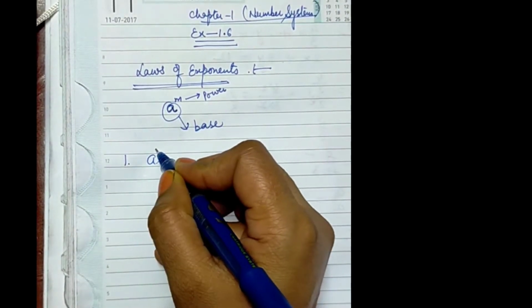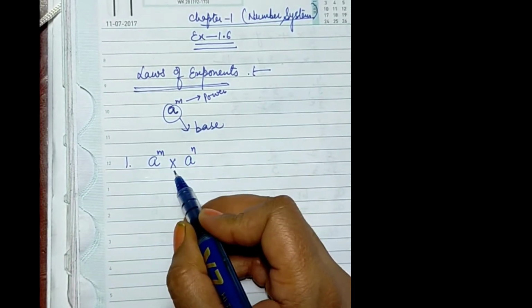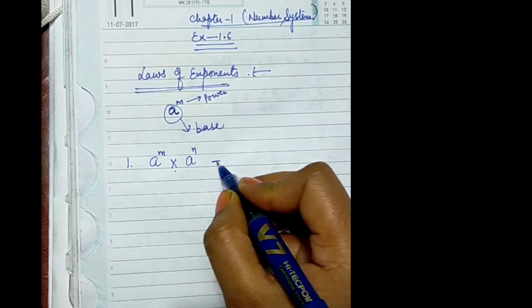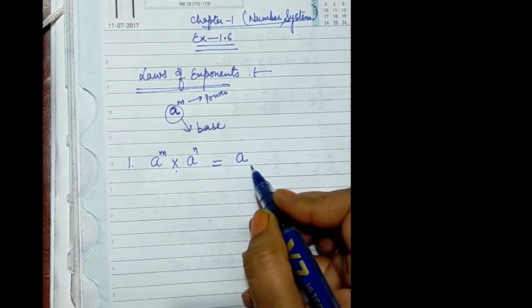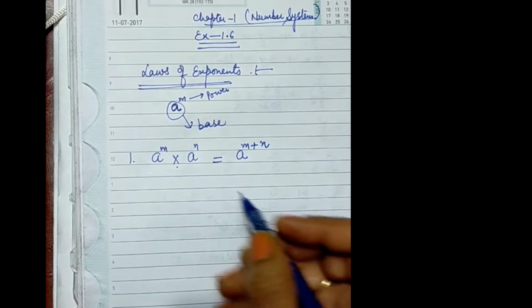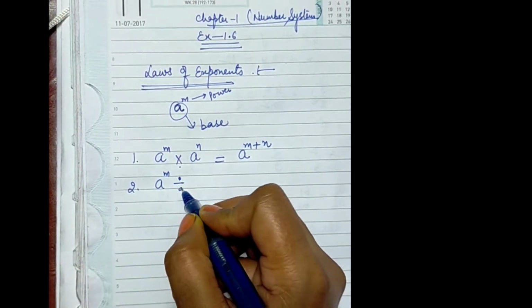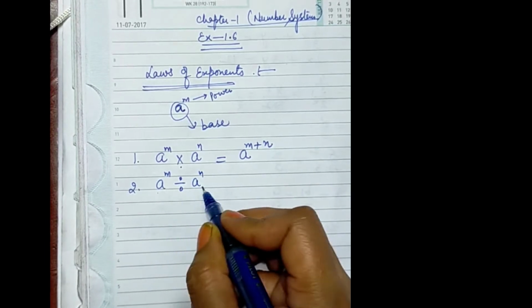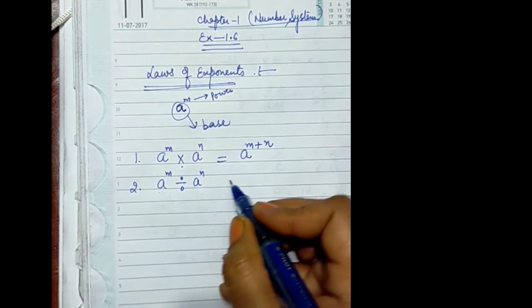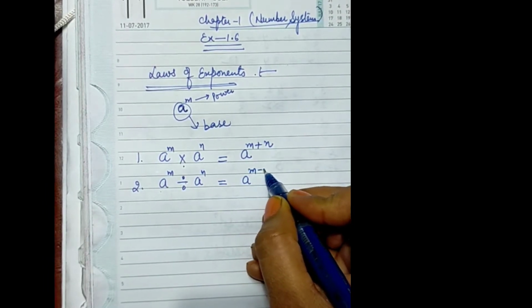If the base is same and powers are different and there is a multiply sign, the base will be written as it is and we will add the powers. So this is the first law. Second is a raised to power m divided by a raised to power n. Again the base is same, powers are different and there is a division sign. In that case we subtract the exponents.